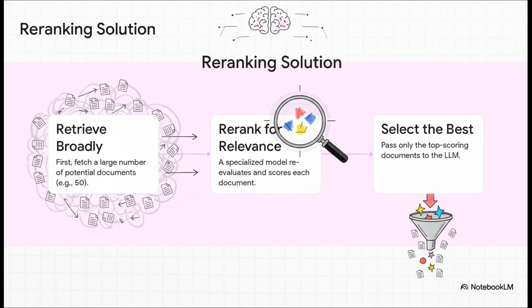Here's the strategy. First, you cast a really wide net. You retrieve a big batch of documents, maybe 50 of them. But then, and this is the key, a smaller, super specialized model comes in and acts like a judge. It looks at every single one of those 50 documents and gives it a specific score based on how relevant it is to your question. After that, you only pass the top few, the absolute best of the best, to the main LLM. It's a quality control filter that makes a huge difference, saving money and boosting accuracy like crazy.